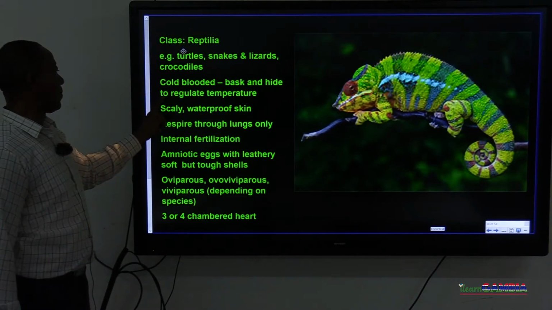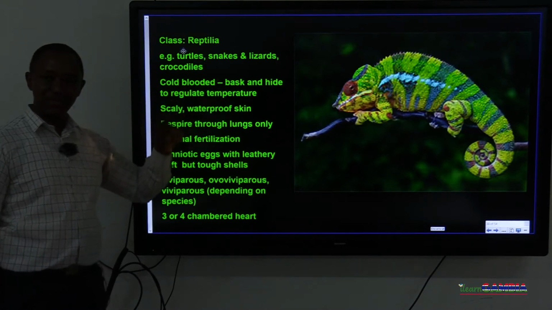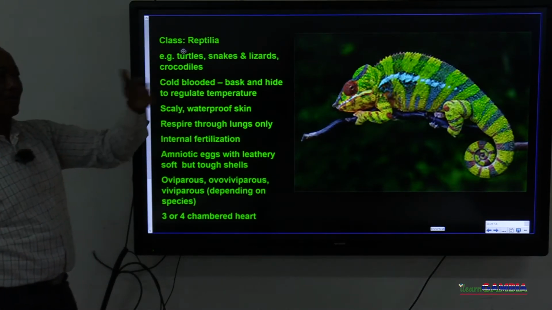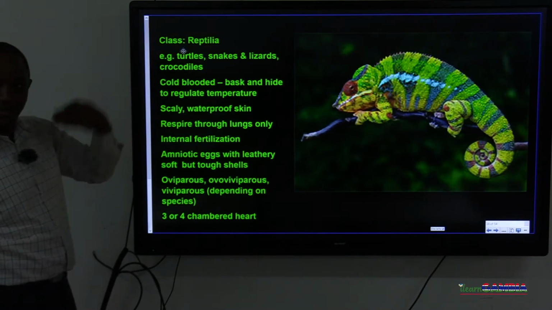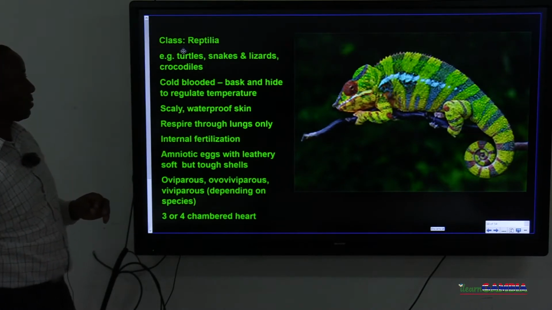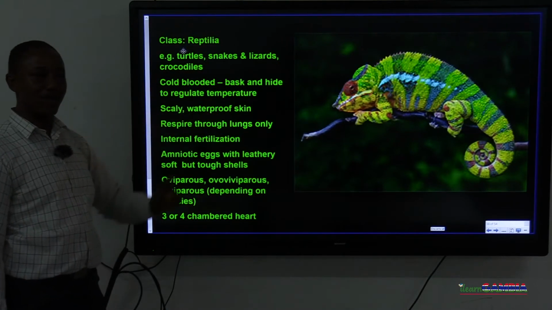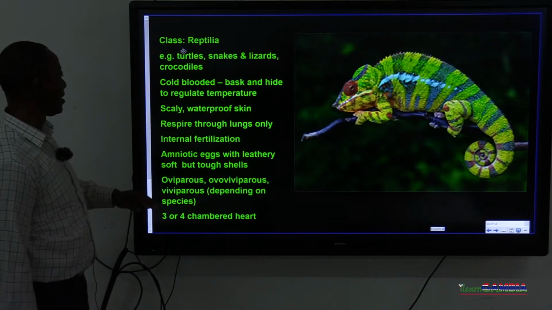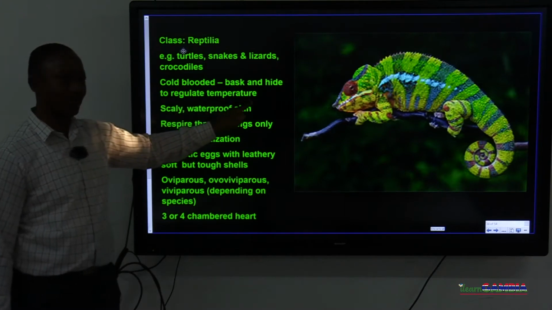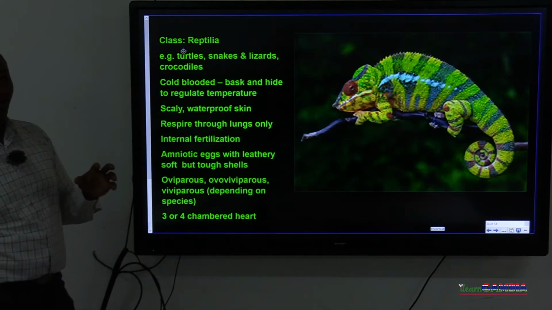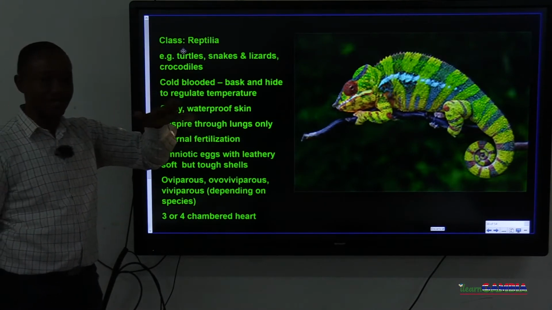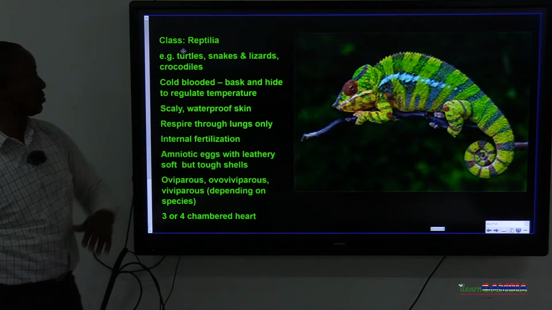Because they are cold-blooded, they must bask, which means they must go out, lie on the rocks or walls and get heat from the sun when the place is cold. But also they must hide when the place is very, very hot, they must hide under shades. By so doing, they regulate their body temperature. They control their body temperature so that it's around a certain average. It's not too hot, it's not too cold.